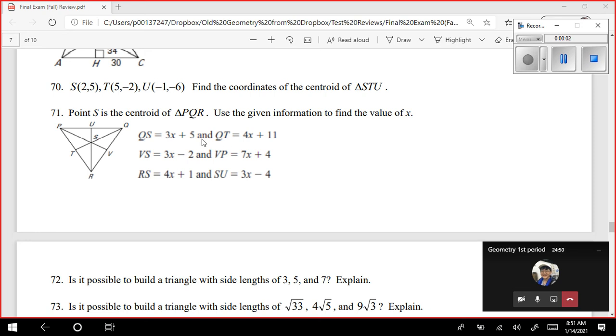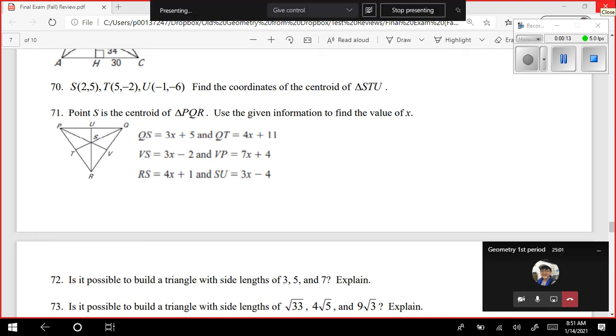Since everyone had an issue with this particular problem on the test, I'm just going to redo this. So please check this particular problem. Point S is a centroid of triangle PQR. Use the given information to find the value of x.